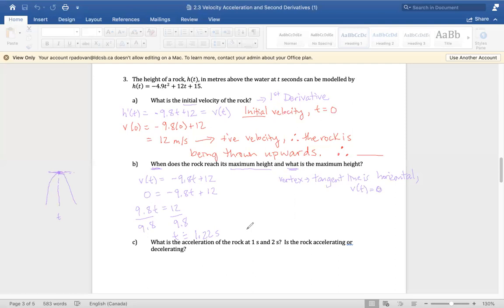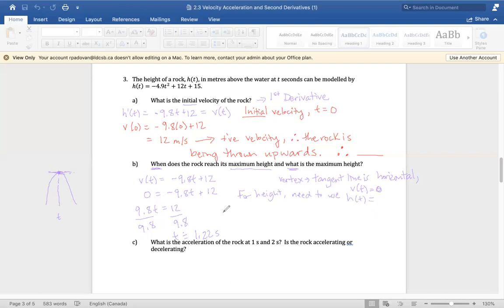If I want the maximum height, in order to figure out the maximum height, then I need to sub it into a height formula, right? So that would be my original formula. So let's just write down here for height, I need to use the h of t function.